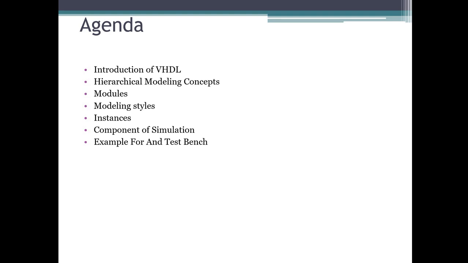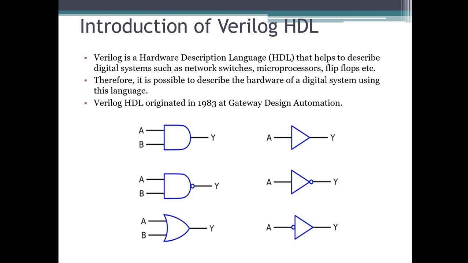Later on we are going to see the modeling styles, how you can model one design with different models. Later on we'll focus on the instances, and then the components of simulation, what the simulation components are basically. And here also I have taken the example of the AND gate. So we are going to see how to design the AND gate, and then how to write the test bench for the AND gate.